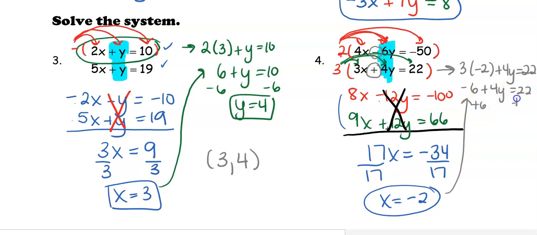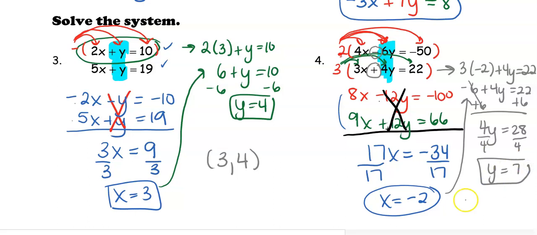We move that 6 over, again that opposite operation. 4y is equal to 28. We divide by 4, and y is 7. Don't forget that this could also be seen as negative 2, 7. Ordered pairs are always x comma y, so whatever the x coordinate is, comma the y coordinate.